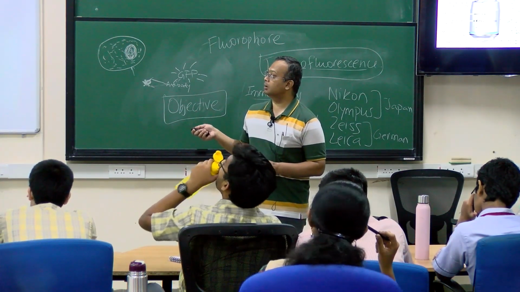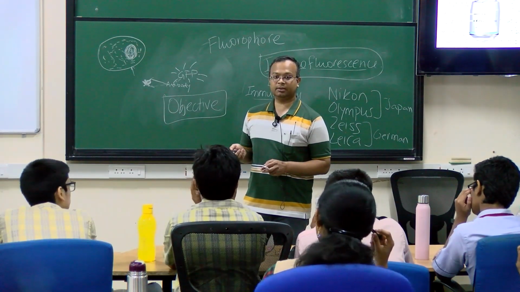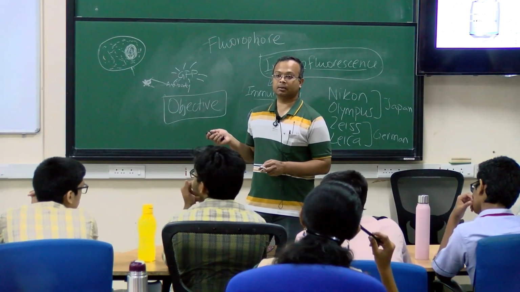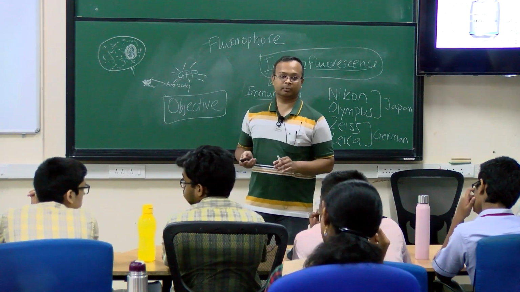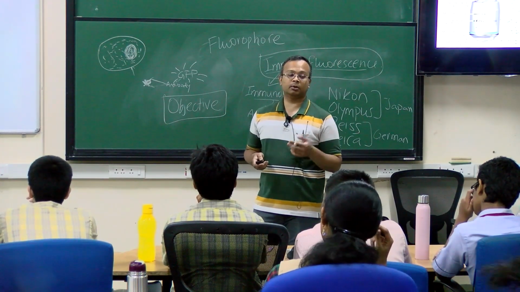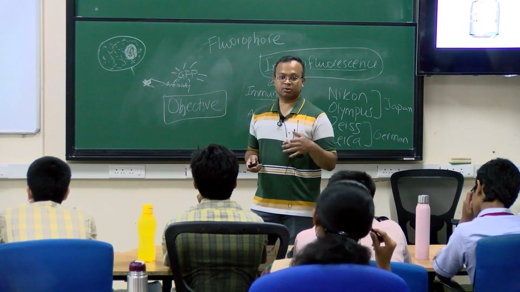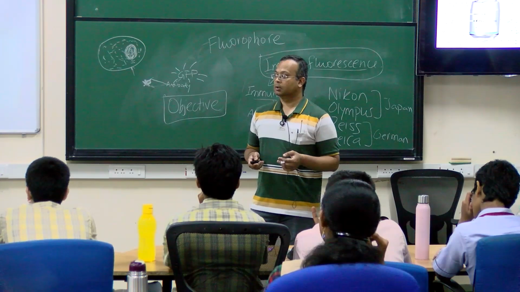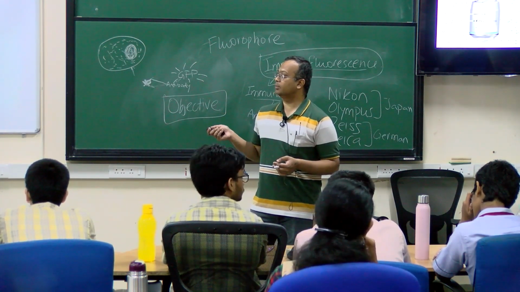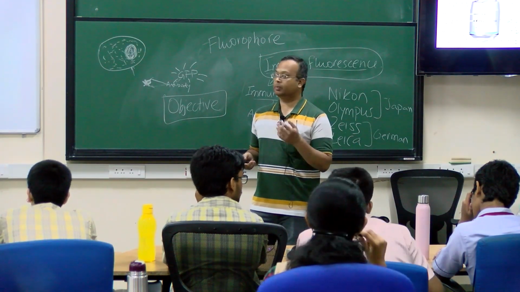Each of these objectives costs anywhere between 3 lakhs to 10 lakhs. So you have to know all of these details very well before you buy your microscope. You can't just buy. Whenever you are buying a laptop or some computer, you go through all the specifications, right? How much storage, how much RAM, and all that. Similarly, when buying a microscope, we have to know all these technical details, and then we buy the microscope.